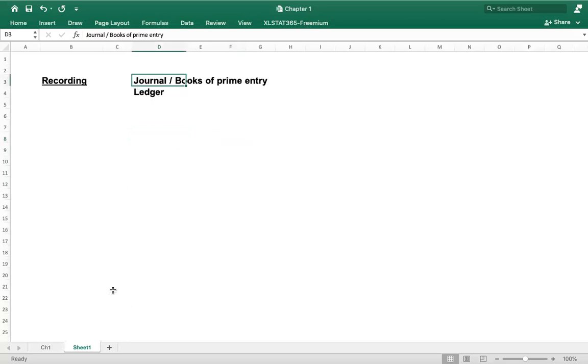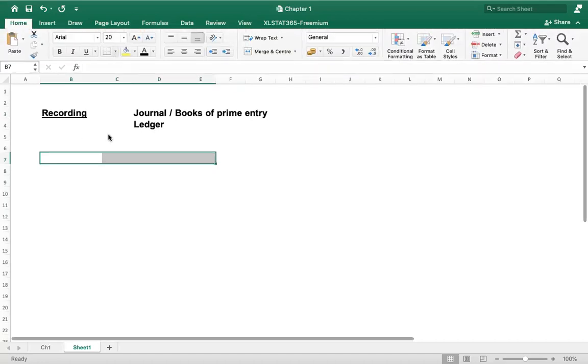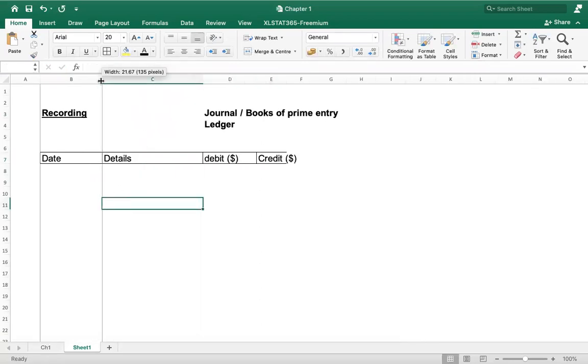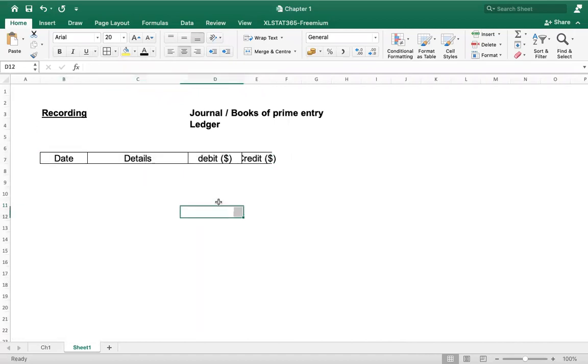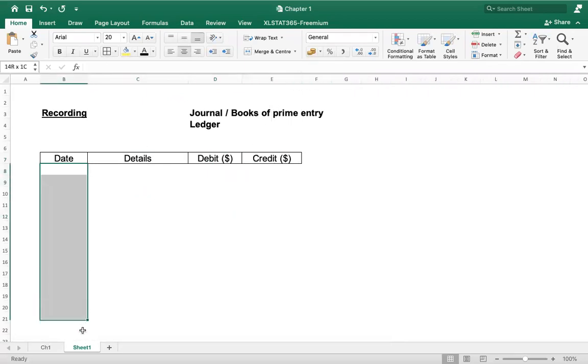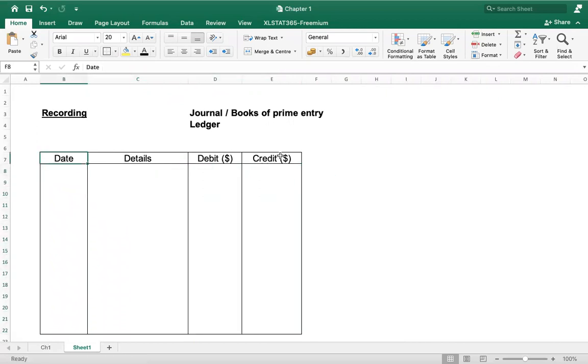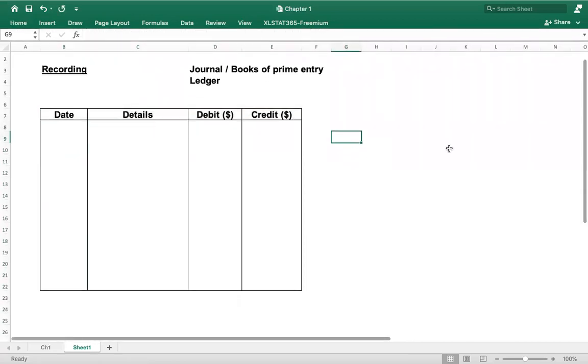Now let me show you the format of a journal. Date, detail, debit amount column, credit amount column. The first column is always for date, then details, debit amount column, and credit amount column. There is one more column, ledger folio, that I will discuss later on. Right now I skipped that column. Whatever we usually follow in the exam, that format I am explaining. So how many columns are there? Date is the first column, second is details, third is the debit amount column, and fourth is the credit amount column. Right? So this is the format of a journal.